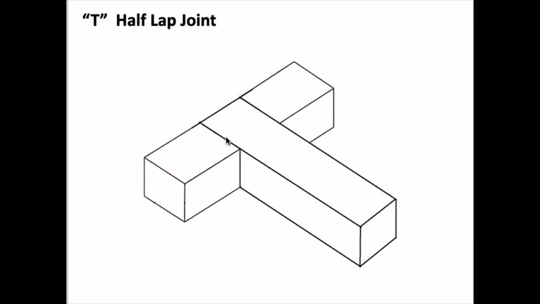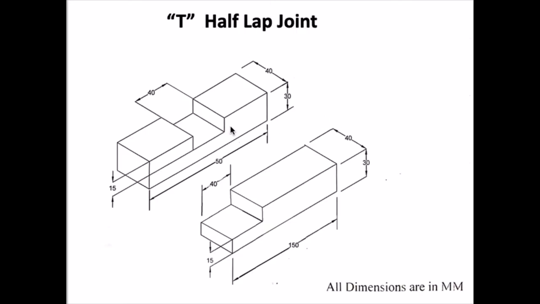And for the T half lap joint, it has to look like this, and the drawing has been given here. Similar to this cross lap joint, one part is the same, and the other needs a half lap at the end of the other wooden piece of size 150 by 30 by 40, right? And this is a size of 15 only. This would be 40, so that it can be fixed in this slot.